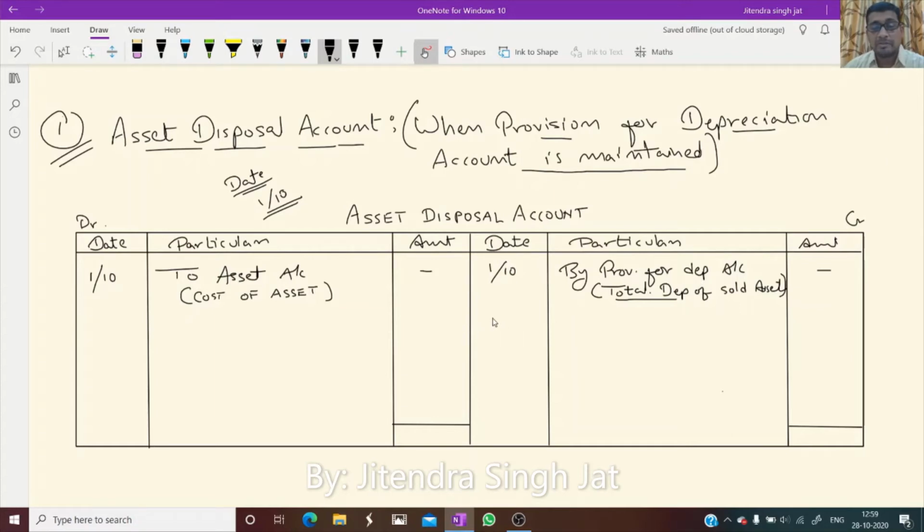And then on the same date, we have taken the assumption of 1st October, that on 1st October the asset has been sold. So on the same date, you need to write the selling price on the credit side. What we write: by bank. This is the sale value. Sale value is also recorded on the credit side. If there is a loss on sale, then the loss on sale is also recorded on the credit side under the account by profit and loss account.